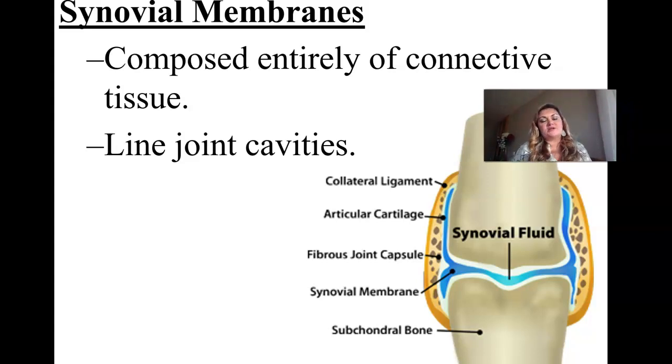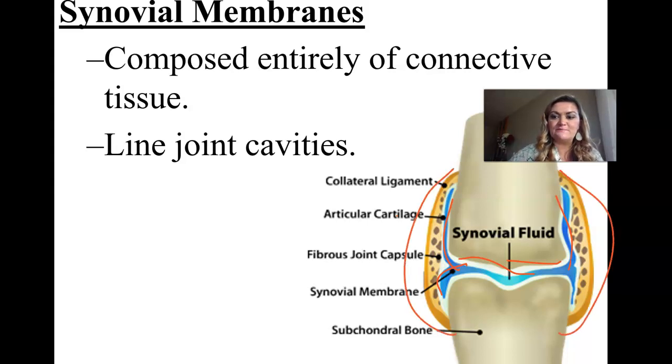So synovial membranes are going to be composed entirely of connective tissue. These are going to line joint cavities. So looking here, you'll have synovial fluid in between. Sometimes these joints can become inflamed. They get more fluid in them and actually cause swelling and a lot of pain. There's a synovial membrane, which kind of encapsulates it and covers it. And this is what is actually going to keep these two ends of the bone together.